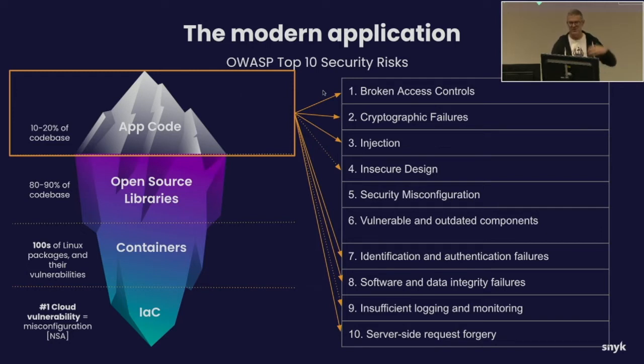Broken access controls, you've got to be able to find those types of things, cryptographic failures or weak crypto, injection, all sorts of different types of injection, SQL injection, command injection, as well as authentication failures, data integrity, and server-side request forgery and the like. All of these things you can find by looking in the proprietary code.